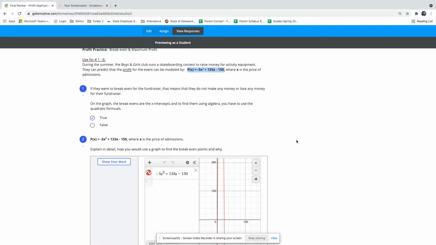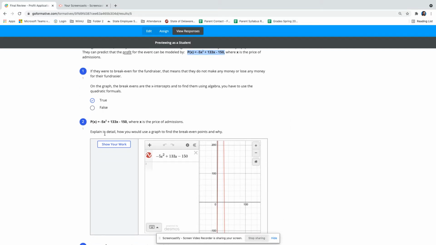So question 2 says, in detail, how could you use the graph to find the break-even points? Not a great picture here. It's better if you open it up in a new window, but you can certainly manage it here because it's missing the gear to change the window. But to find the break-even points, you're going to find the x-intercepts on the graph.